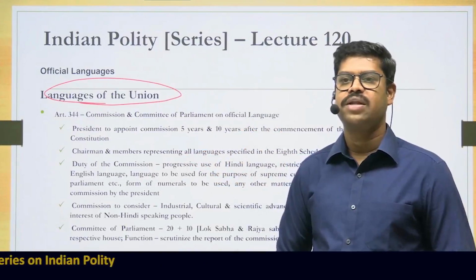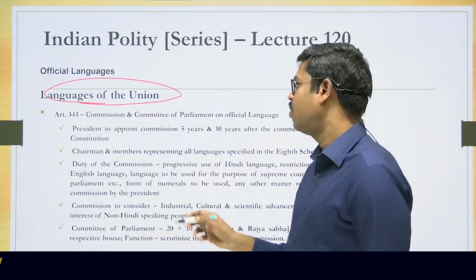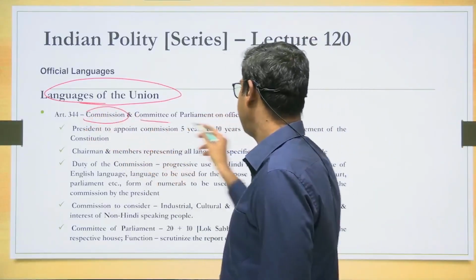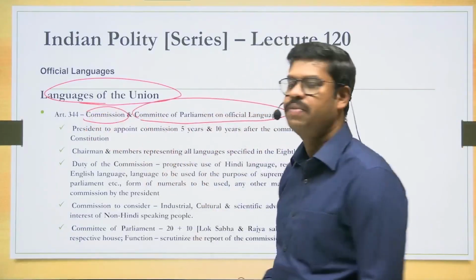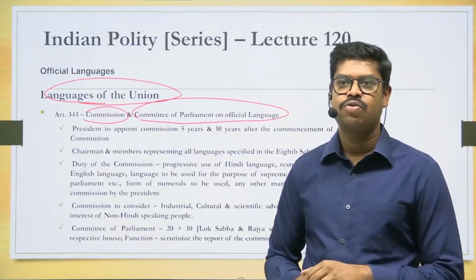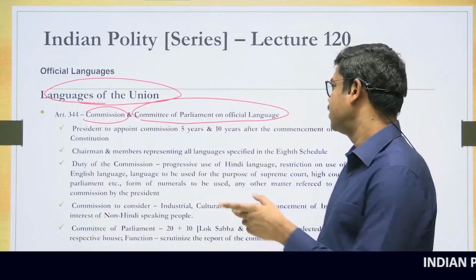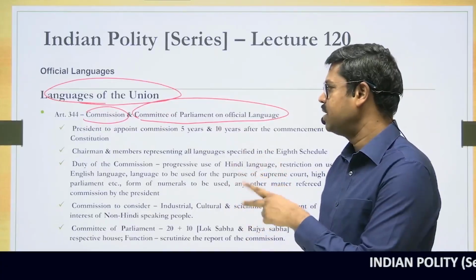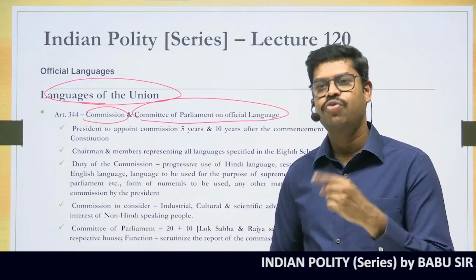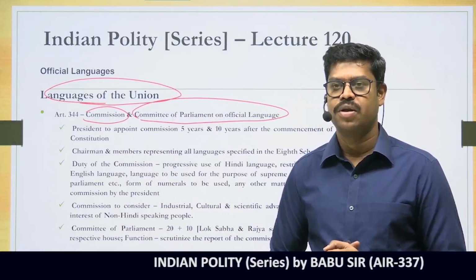What does Article 344 of the Constitution talk about? Article 344 talks about a language commission and a parliamentary committee to be used for what is called official purpose. So what are this language commission and parliamentary committee? This parliamentary committee basically reviews the opinion or the recommendation that is given by the language commission.